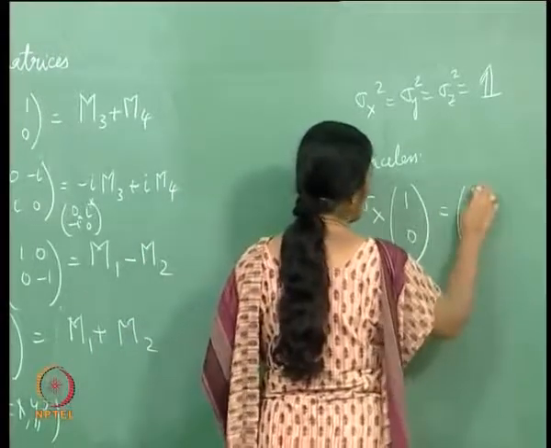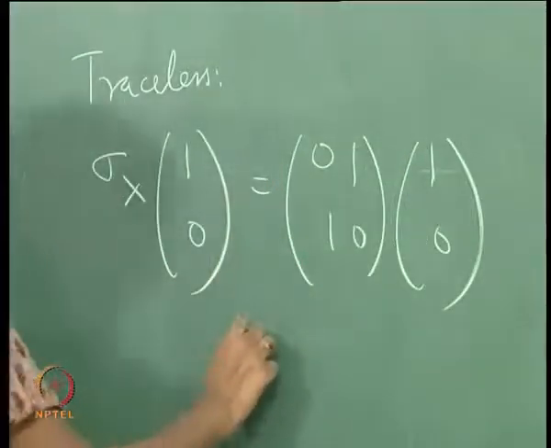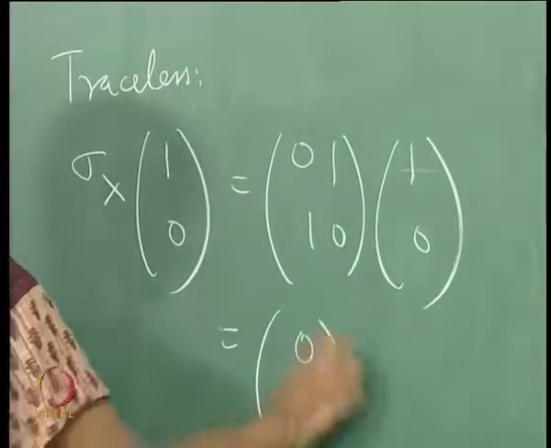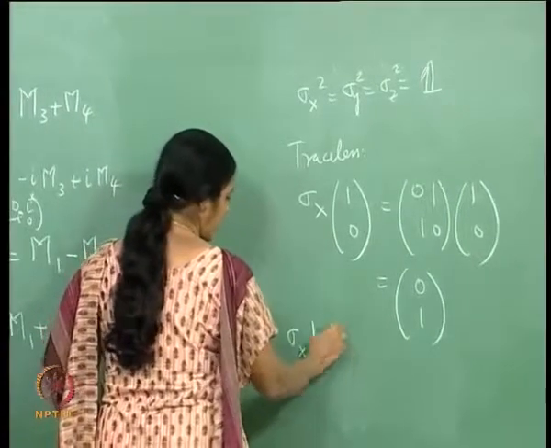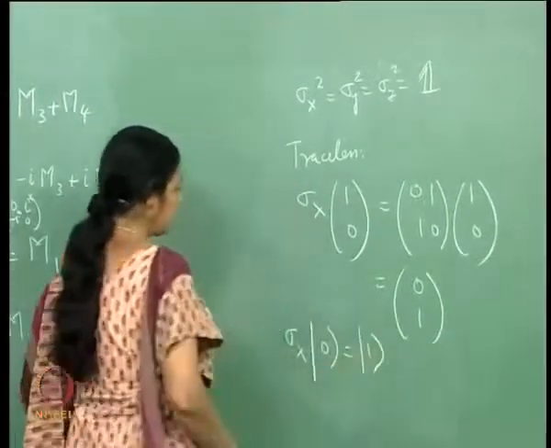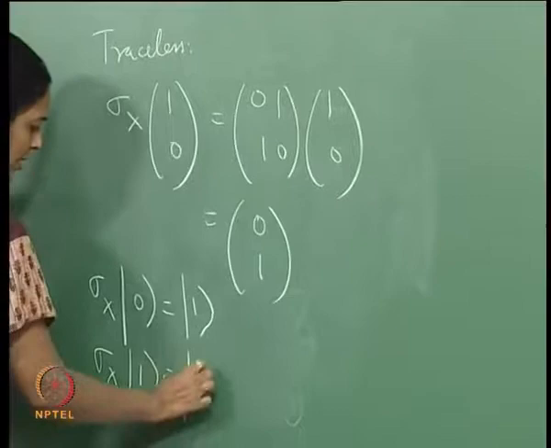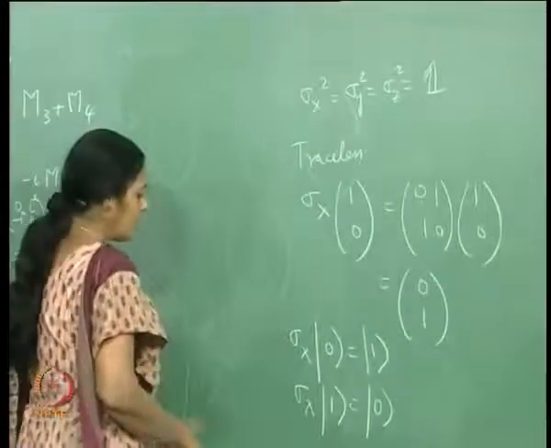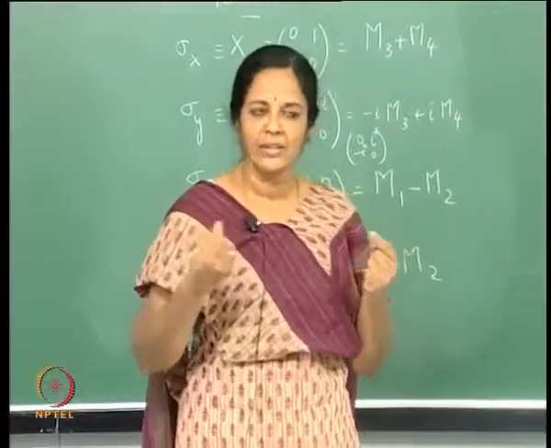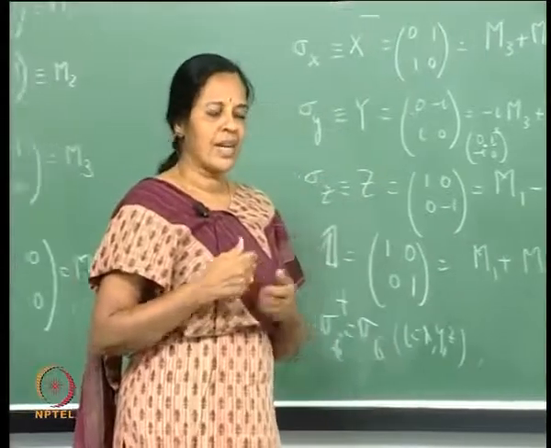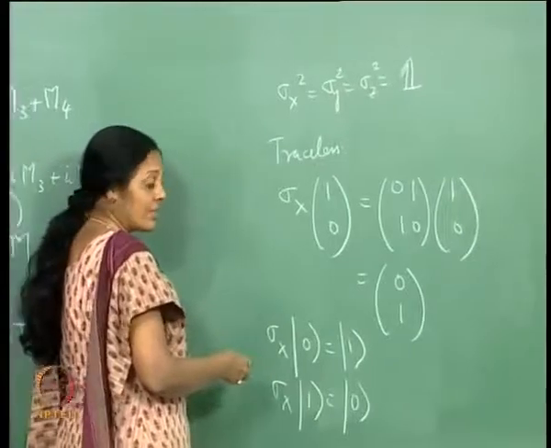Sigma x on (1, 0) is the matrix (0 1; 1 0) acting on (1, 0), and that is the same as (0, 1). So sigma x on the state ket 0 is ket 1. You can easily check that sigma x on the state ket 1 is ket 0. So instead of the classical bits 0 and 1 with which you perform classical operations, you could think of quantum bits or qubits.